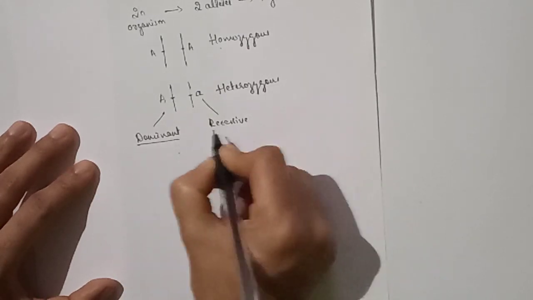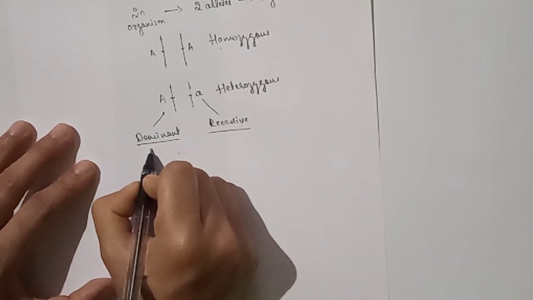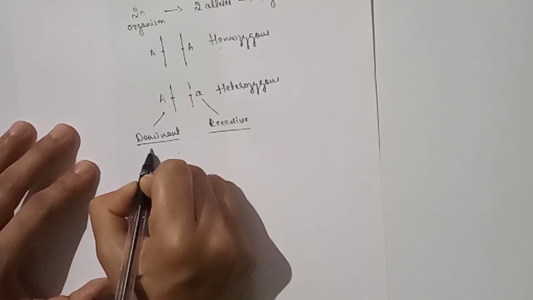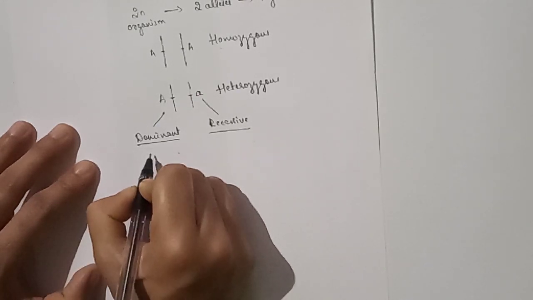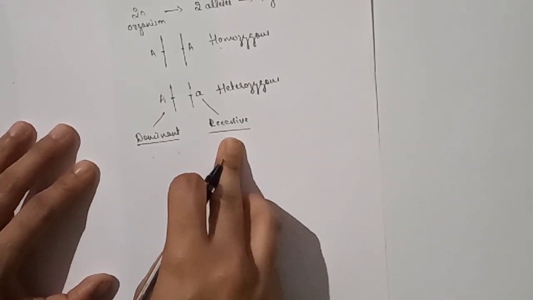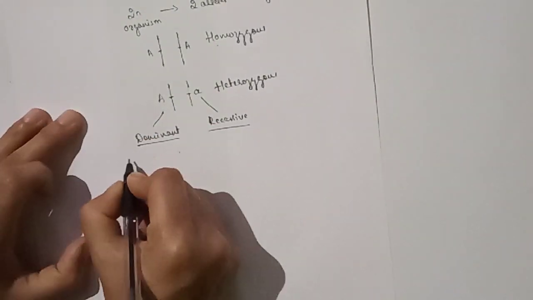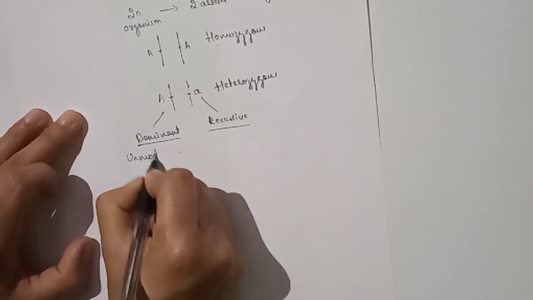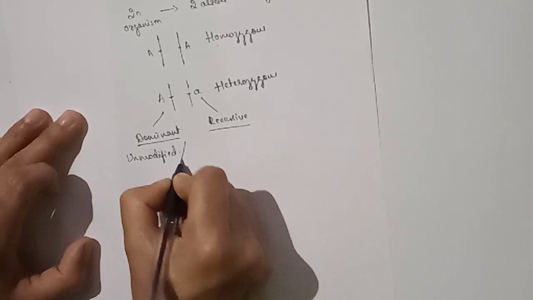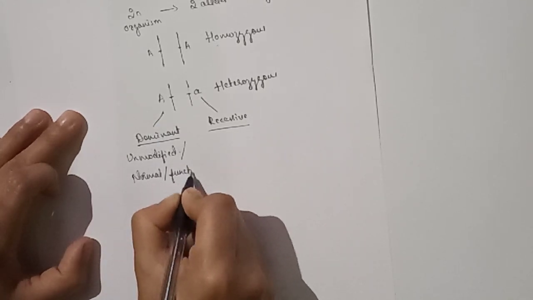Okay. Next, moving on to consider this dominant and recessive. This dominant gene is a functional gene, or functional allele, or unmodified allele, or normal allele. And this recessive is a modified allele. Consider the dominant allele as an unmodified or normal or functioning allele.